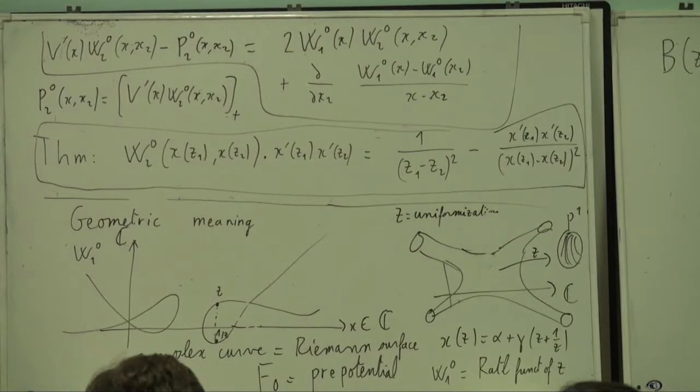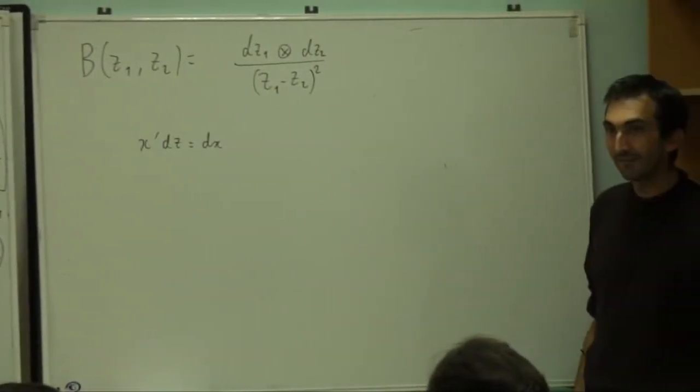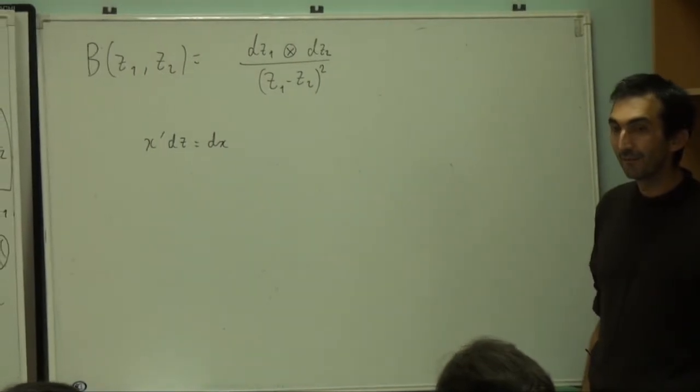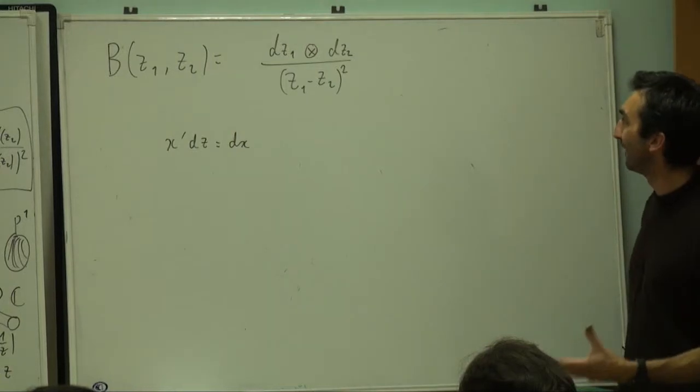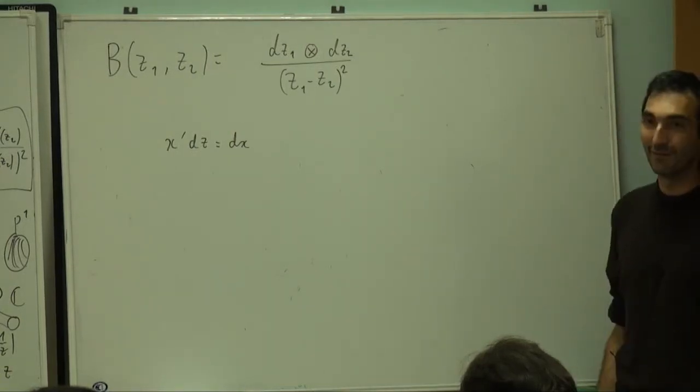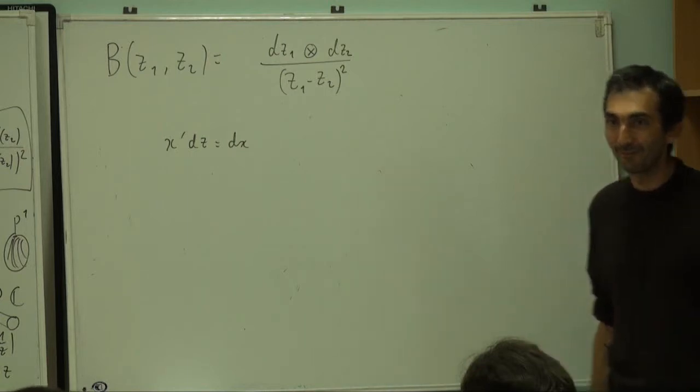And it should be multiplied by dx. It's not exactly a two-form. No, sorry, it's multilinear, so it's a bidifferential somehow. It's the tensor product of two differentials. Sorry, I call it a two-form, but it's a tensor product.